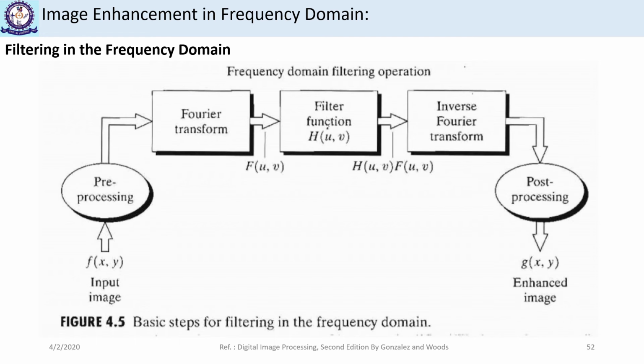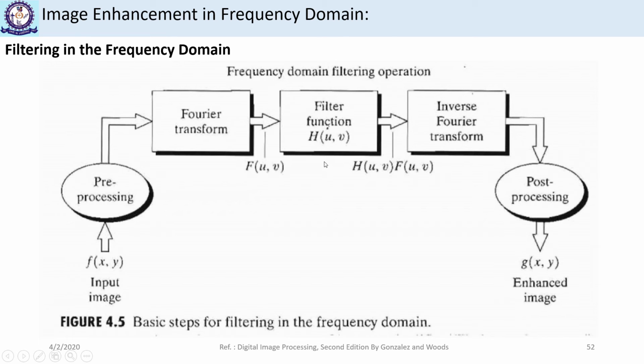Now a more generalized diagram of frequency domain filtering is shown here. Here we have the input image. We perform some pre-processing on it, maybe cropping or scaling of the gray level. Then we take its Fourier transform, so we get Fourier transform coefficients F(u,v). Then we multiply it by the filter function.